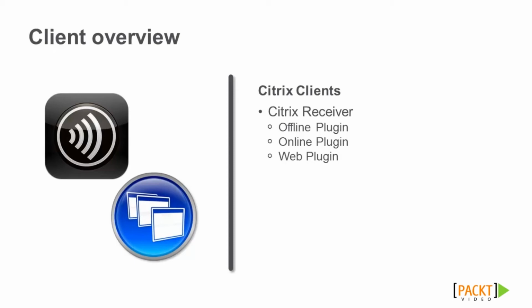The Citrix Online plugin you use to integrate published resources directly with users' desktops. The Citrix Web plugin you use to access published resources from an internet browser. The offline, online, and web plugins can be installed with the Citrix Receiver and can be found in the Citrix Receiver Preferences menu.